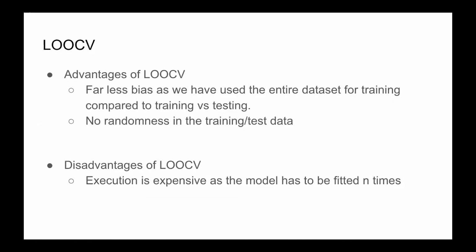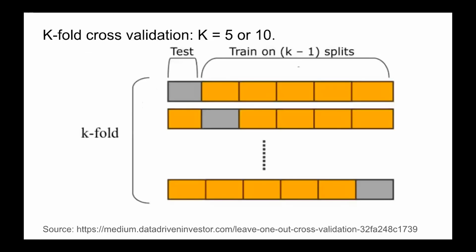The bad thing about leave one out cross-validation is that you have to fit n models, and if you have a very, very large data set, it will take a very long time. That's why K-fold cross-validation is another option.